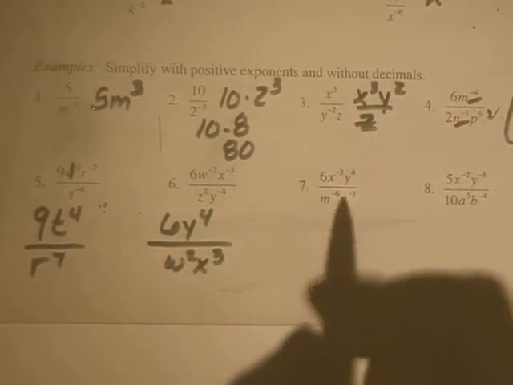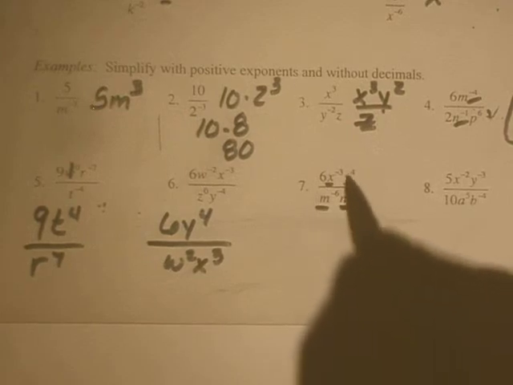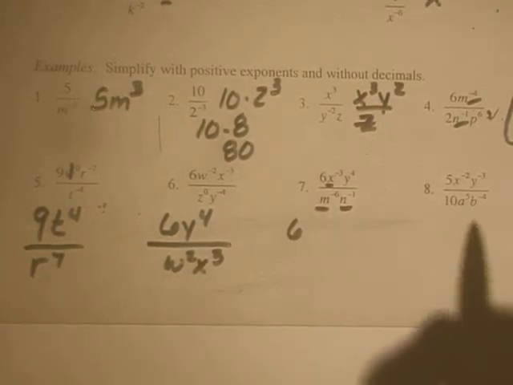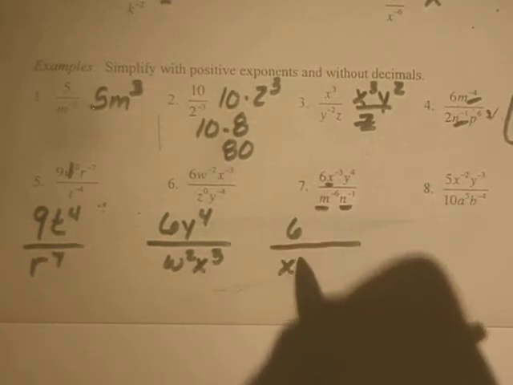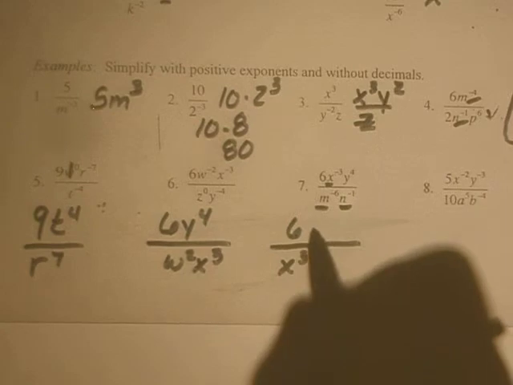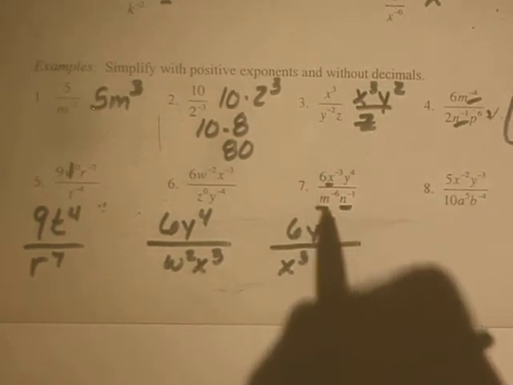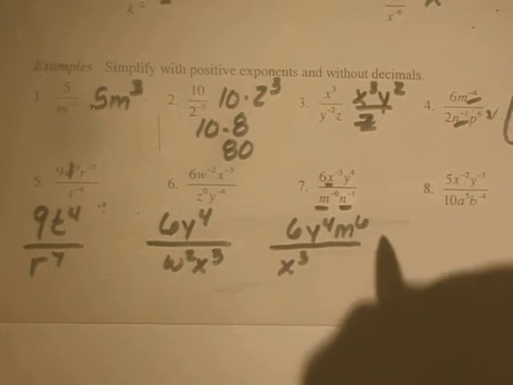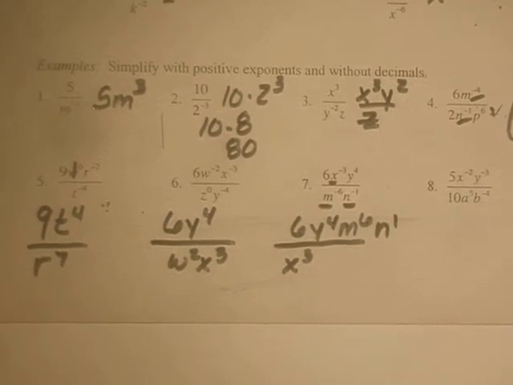Number 7, we have 3 negative exponents here, so those flip. The 6 and the y to the 4th stay the same. So the 6 stays there. X to the 3rd goes to the bottom. Y to the 4th stays in the top. These are both negative. So the m to the 6th moves to the top, and the n to the 1st moves to the top.